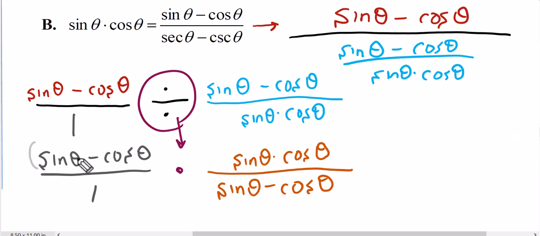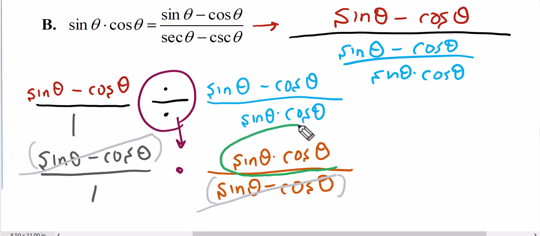Now, it might help you to notate these with parentheses, because these are package deals. These are binomials, what we call them. So this binomial will go ahead and cancel out this binomial. That does leave me with sine times cosine over 1, which is sine times cosine.